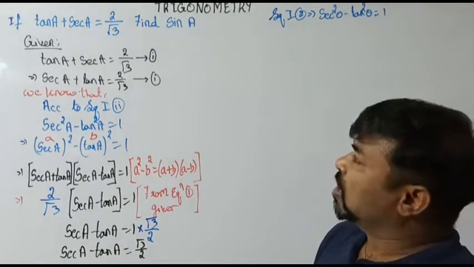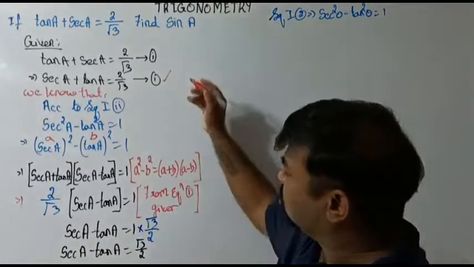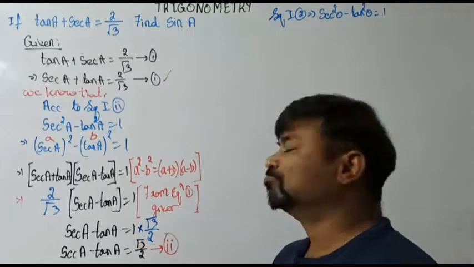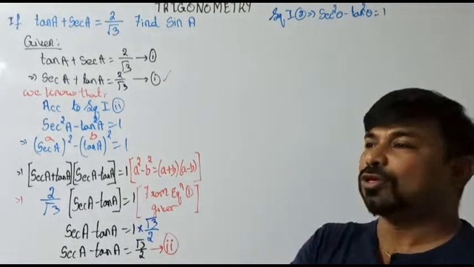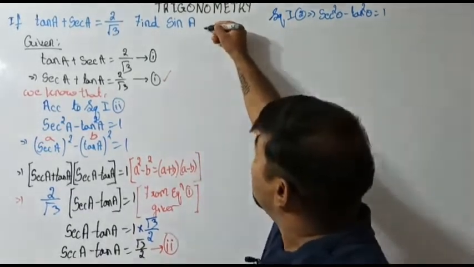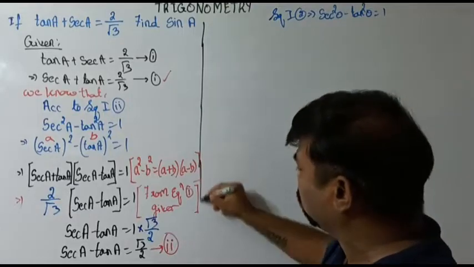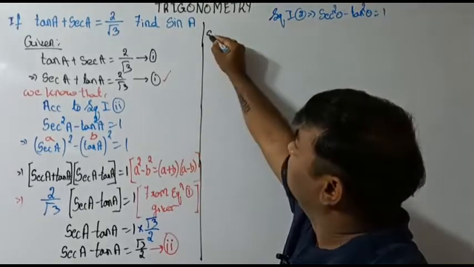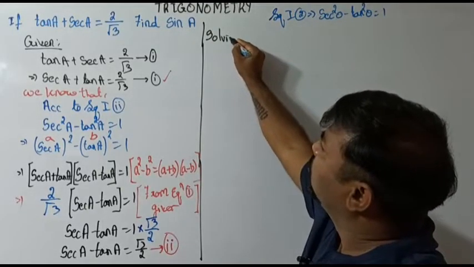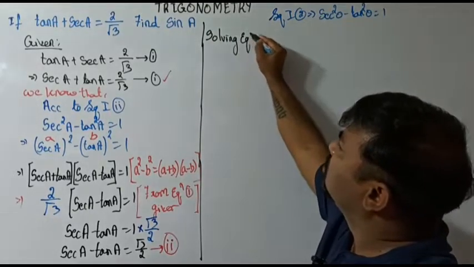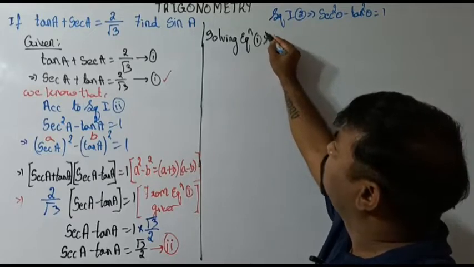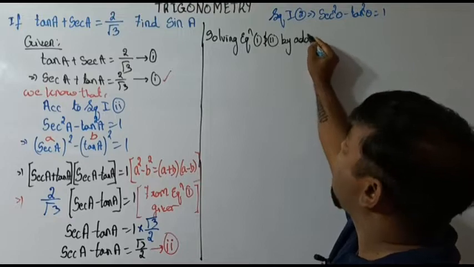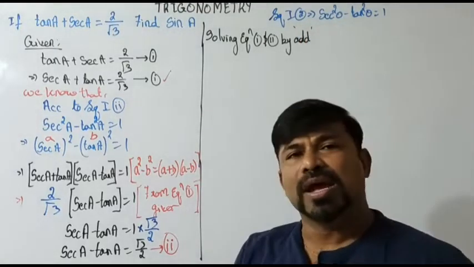We are calling this equation 1, and I like to call this equation 2. So we are ready with the two equations, equation 1 and equation 2. What are we planning to do with these two equations? Let's start solving equations 1 and 2 by addition. Let's add them and solve it.